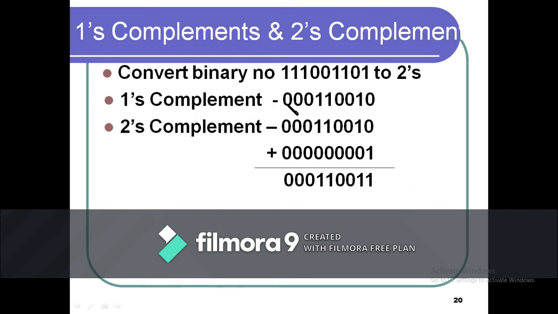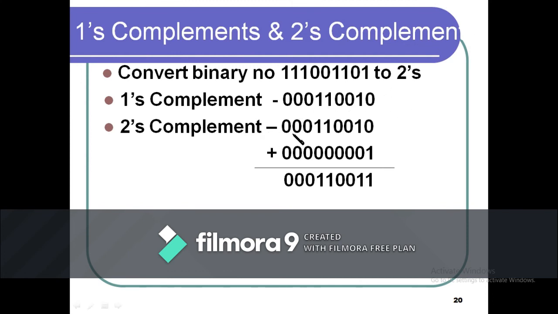1's complement means what? Take the opposite value. Where there is 1, you take 0, where there is 0, you take 1. Whatever the given value, you have to take the opposite value. If the given bit is 1, you have to take 0. This is the 1's complement.